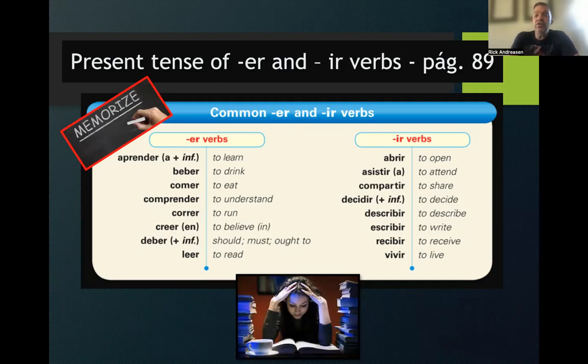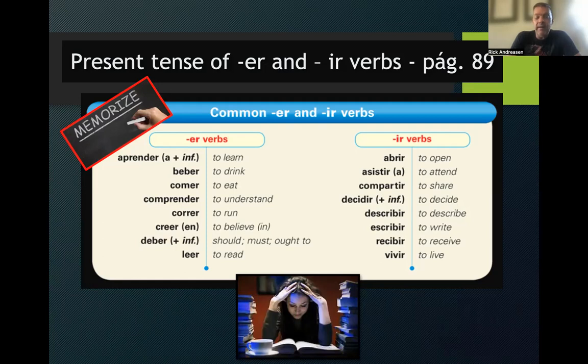Describir, to describe. Escribir, to write. Recibir, receive. Vivir, to live. Okay, so starting from the left side on the ER verbs again, just some tips. Aprender, to learn, comes from the same Latin root as an apprentice. So an apprentice is somebody who's learning something. That may be a way to help you learn that.